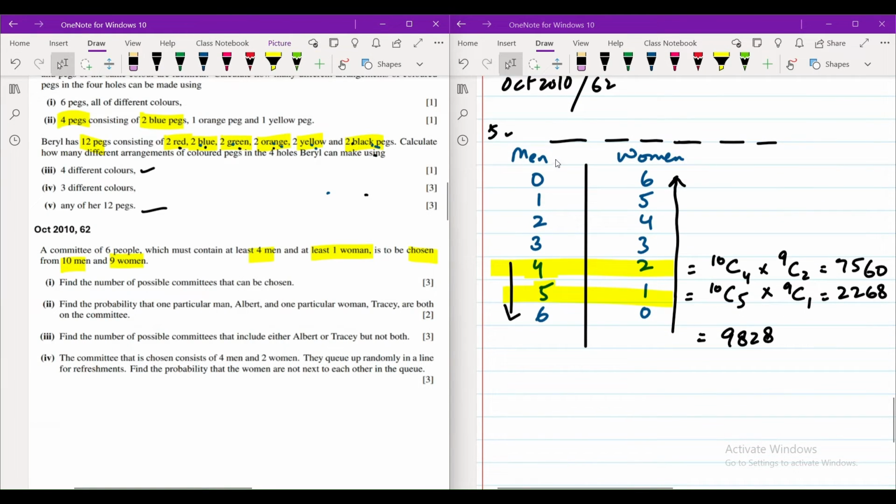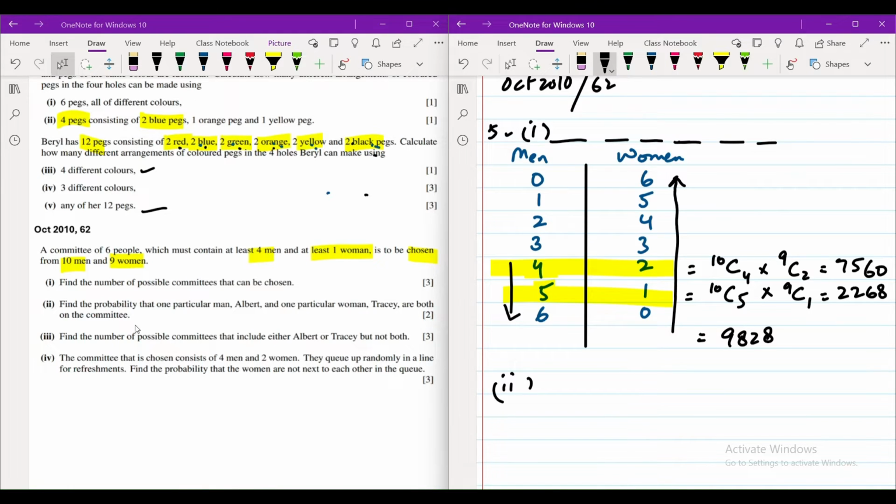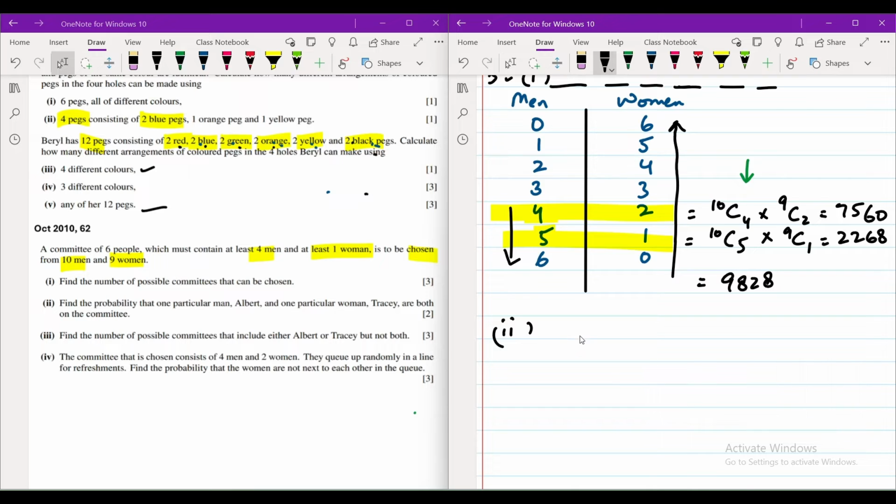So this is part 1 over here. Second part. Find the probability that one particular man, Albert, and one particular woman, Tracy, are both on the committee. Now, what does this mean? This means that Albert and Tracy are on the committee, and we have to select 4 more people, right? And we still have to follow this criteria over here. So 4 men and 2 women, or 5 men and 1 woman. Okay, so this is what we have to do over here.